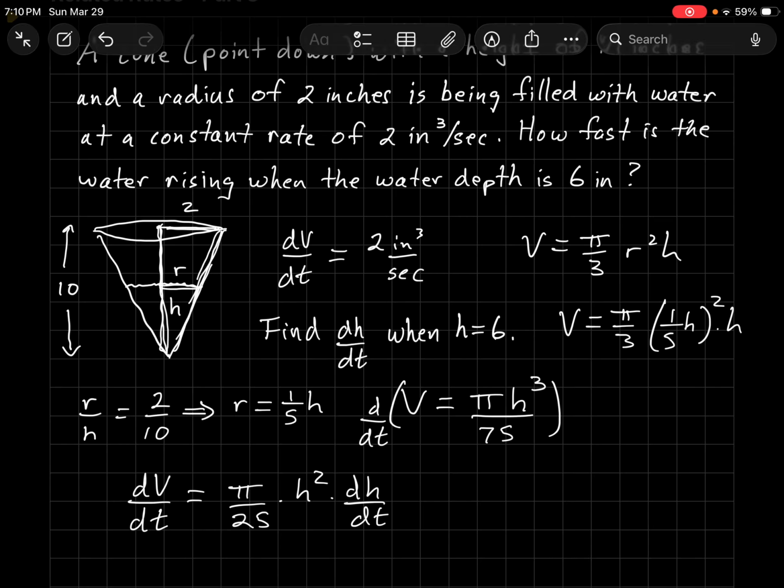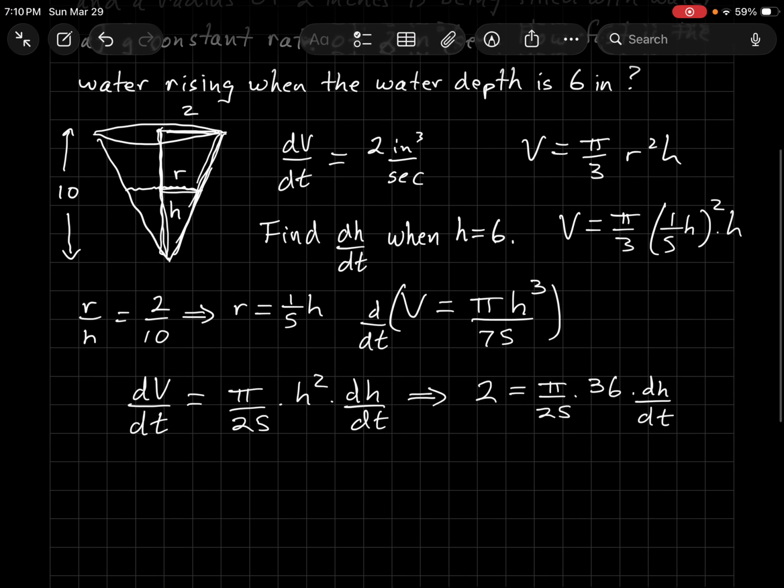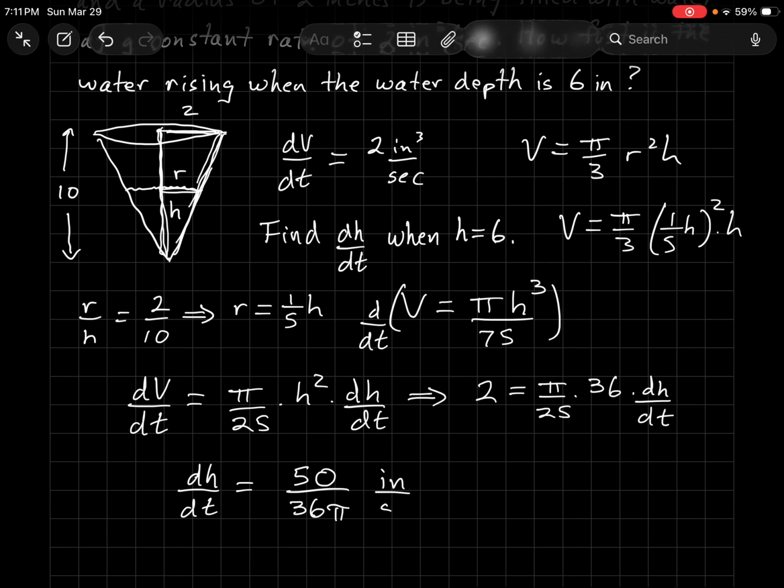Now, if I plug in what I know, dV/dt equals 2, h is 6, and the only thing that I don't know is what I'm trying to find. That is, I can now solve for dH/dt, how fast the water is rising. So I get dH/dt is 50 over 36 pi. H is one-dimensional, so inches per second.